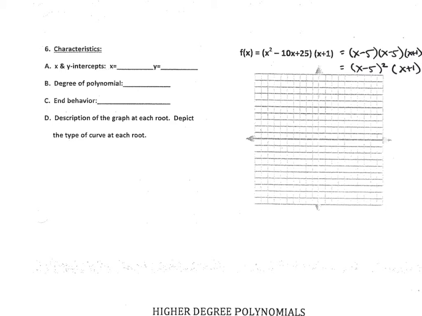So when we go through and find our x and y intercepts, I'm going to set these factors equal to 0 and solve. For that x minus 5, if I set that equal to 0, we're going to end up with a positive 5, so 5, 0 is one of our x-intercepts. And for the other one, x plus 1, if I set that equal to 0 and solve, we're going to get a negative 1. So we'll have negative 1, 0 as our other x-intercept.